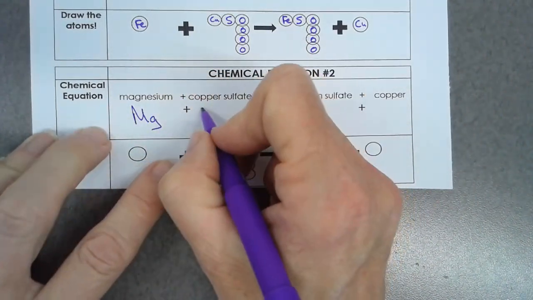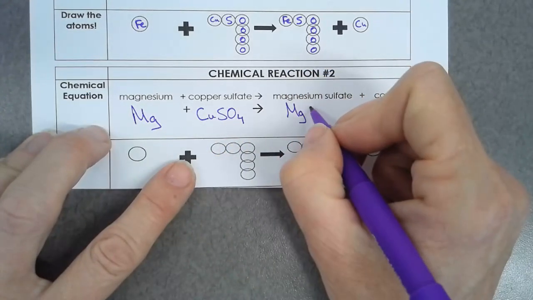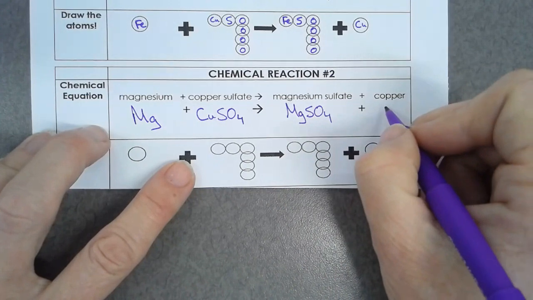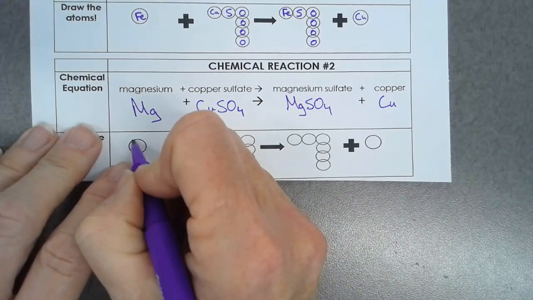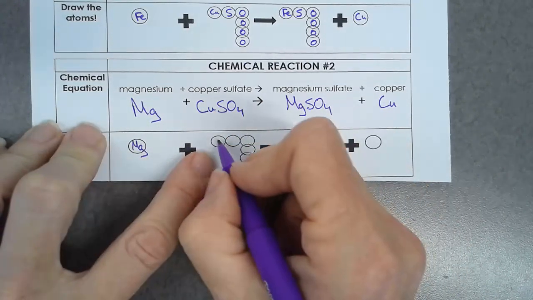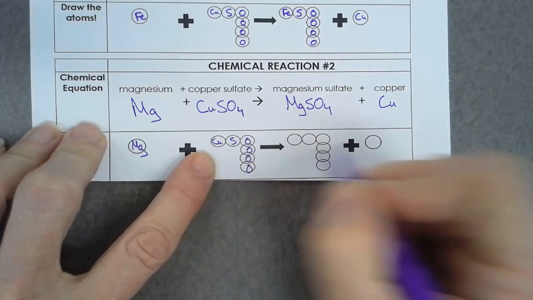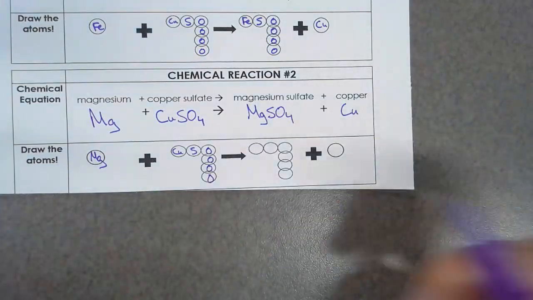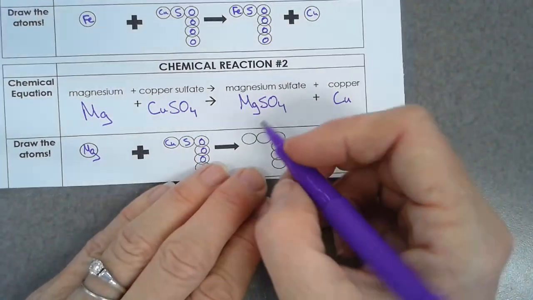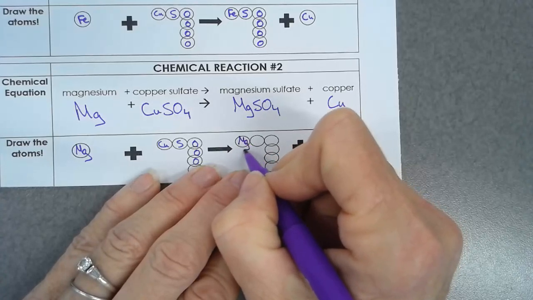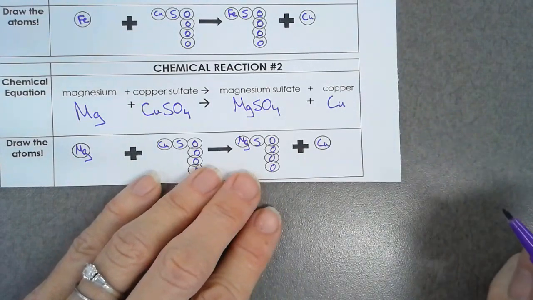Magnesium, copper sulfate, and then I'm going to get magnesium sulfate and copper. And that's what those little things floating around in the copper sulfate were. So here's my magnesium, and here's again my copper sulfate, CuSO4, 1, 2, 3, 4 oxygens. Those bonds break apart. There's fizzing, gas is formed, and I have something new. I now have magnesium sulfate and copper.